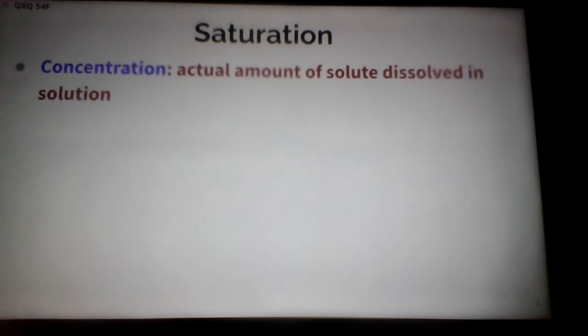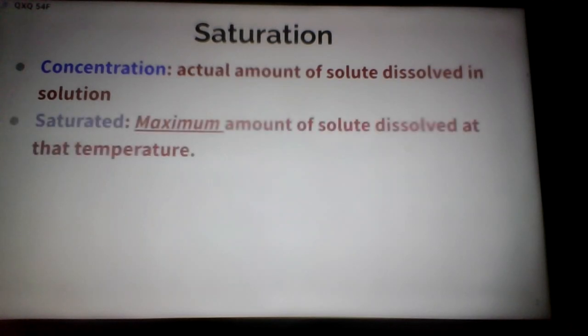Saturation. On this page, you're going to see 4 definitions that are very related to each other. Concentration is actually the amount of solute that really does dissolve in the solution. Sometimes if we put too much solute in, for example, too much sugar in the iced tea, not all that we put in will end up dissolving. So concentration is how much actually dissolves in the solution. Obviously, the more that dissolves, the higher the concentration. The less that dissolves, the lower the concentration.